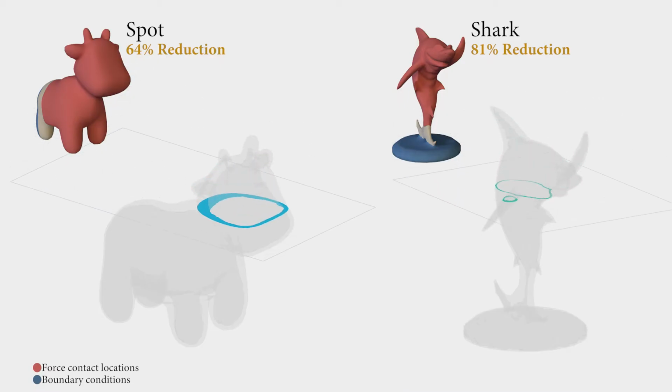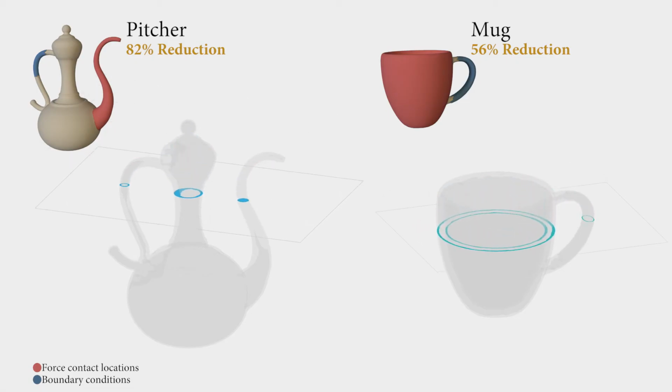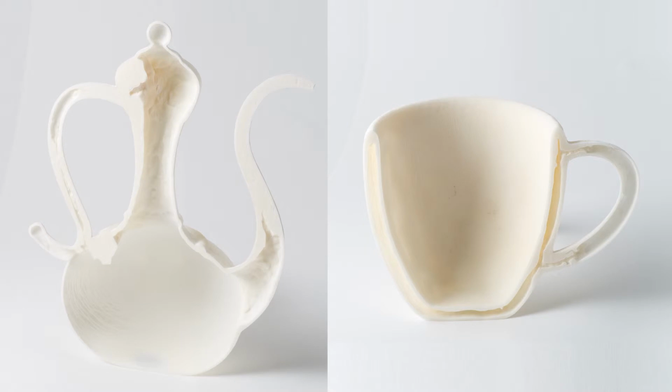Our approach also covers a more general class of problems involving force location uncertainties. It creates a thicker shell around the parts where high stresses may develop under the given force location uncertainties. Notice the handles of the pitcher and mug models.